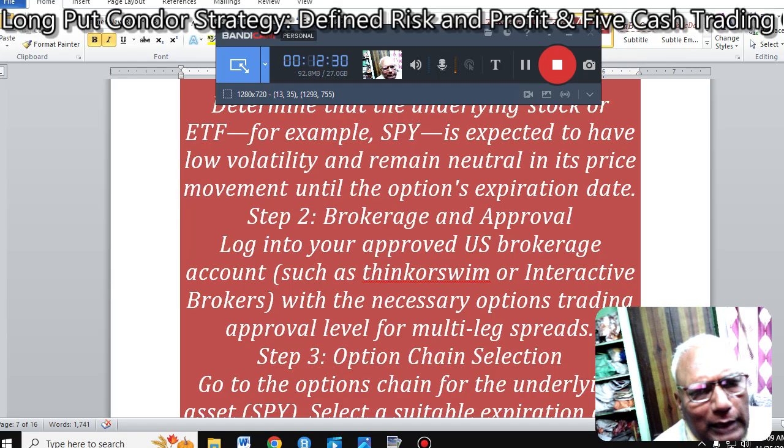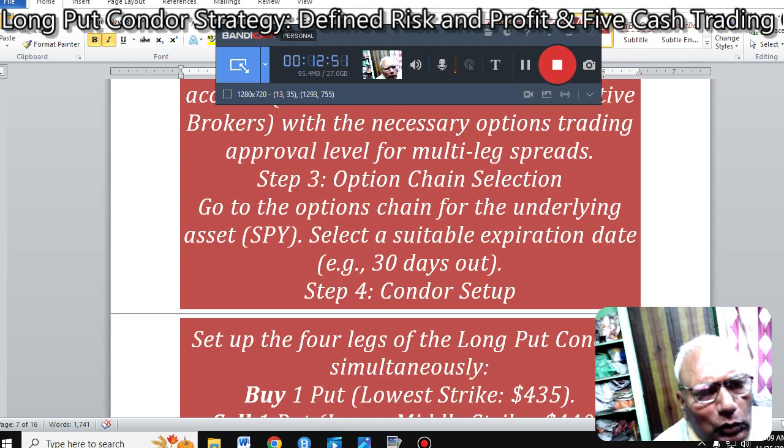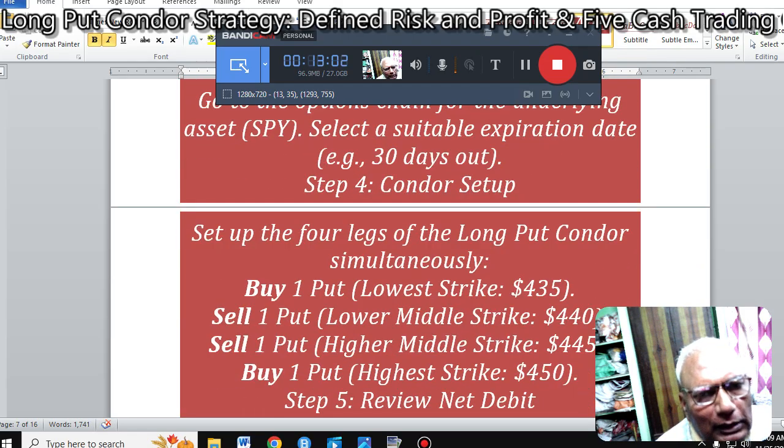Step 2. Brokerage and approval. Log into your approved US brokerage account, such as Thinkorswim or Interactive Brokers, with the necessary options trading approval level for multi-leg spreads. Step 3. Option chain selection. Go to the option chain for the underlying asset, meaning SPY. Select a suitable expiration date, e.g. 30 days out.